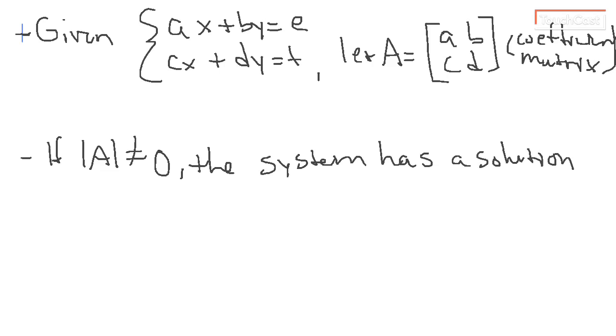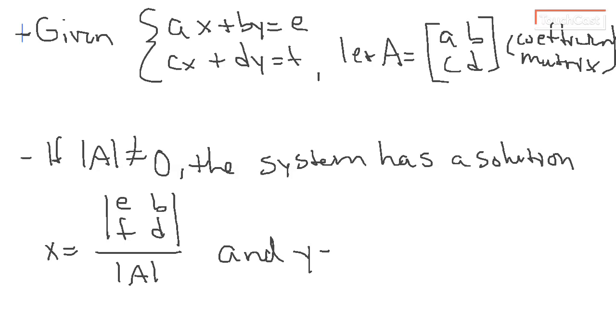And we can write the solution as x equals the determinant of the matrix E, B, F, D over the determinant of our coefficient matrix, and the y value is equal to the determinant of the matrix A, E, C, F over the determinant of our coefficient matrix. And just a little side note, if the determinant of the coefficient matrix does equal 0, then the system does not have any unique solutions. It either has no solution or it has an infinite number of solutions.